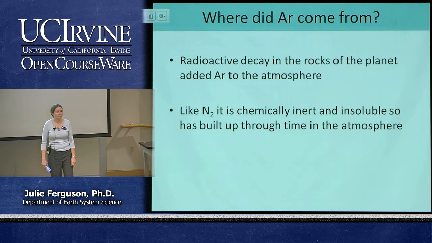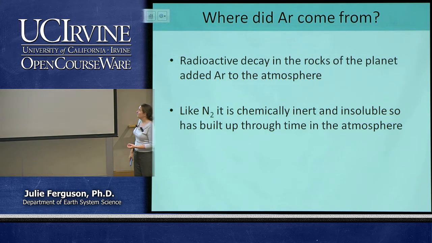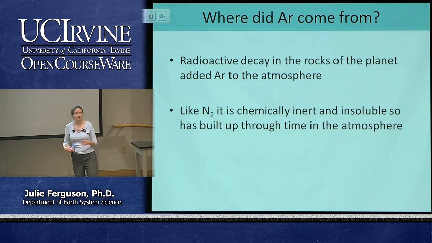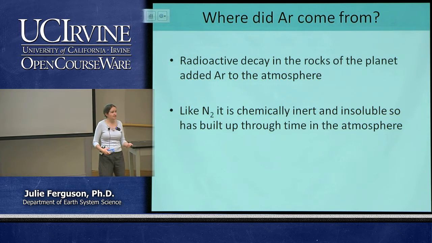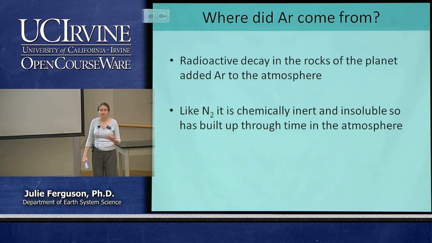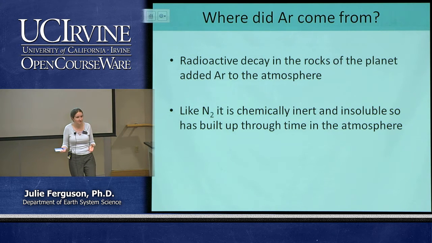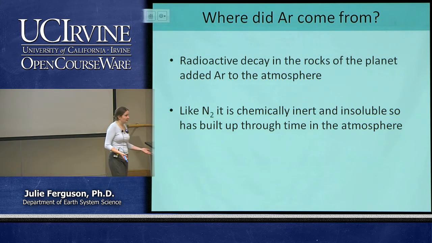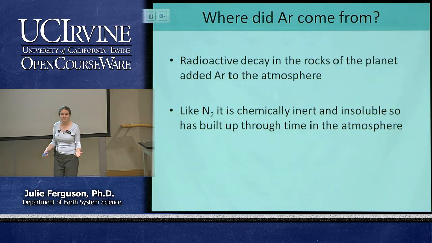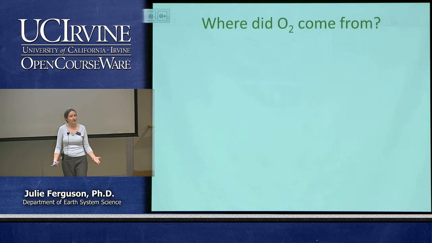And similar things happen with argon, but argon actually isn't produced in huge quantities by volcanoes. Instead, argon is released into the atmosphere by radioactive decay within rocks. One of the radioactive elements I talked about was potassium, and potassium will decay away into argon. Okay? And so just like nitrogen, even though it's being put into the atmosphere in very, very tiny amounts, once it's up there, it doesn't react with anything. It also doesn't dissolve particularly well, and so we end up with it building up in our atmosphere. Okay?